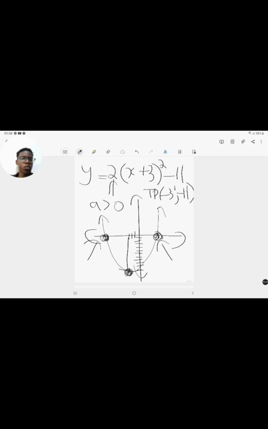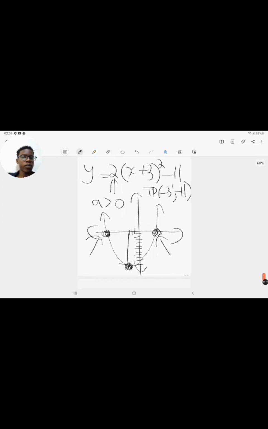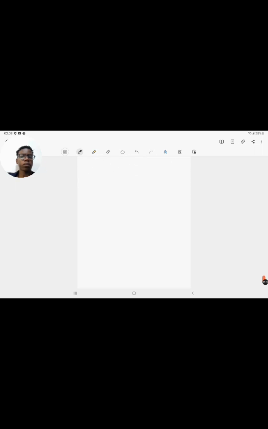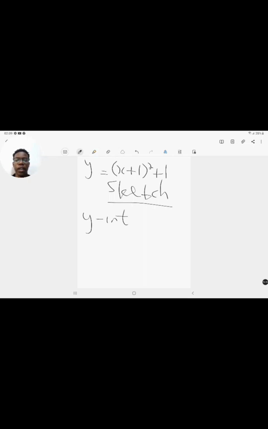Okay, so let's quickly do that actually. Let's quickly sketch an example where we follow the entire process. Okay, let me come up with a simple one: x plus 1 squared plus 1. Okay, now let's say the question is sketch this graph. Okay, you want to sketch. How would you go about sketching this graph? Well, step number 1, remember, revisit the previous video. Step number 1 is you find your y-intercept.